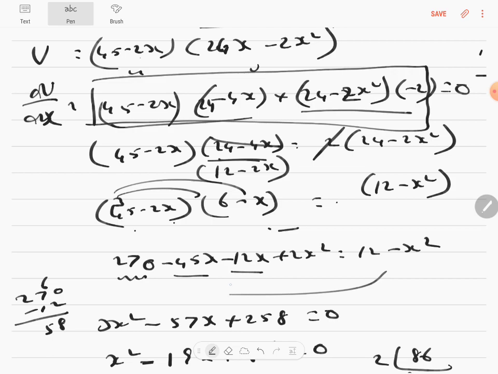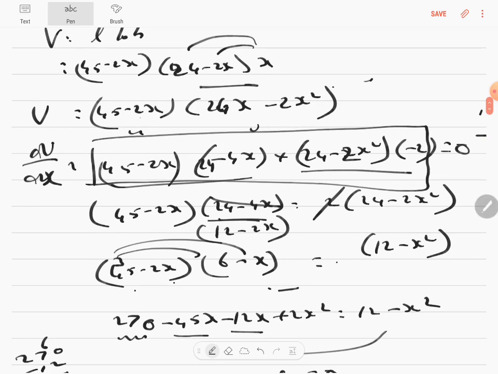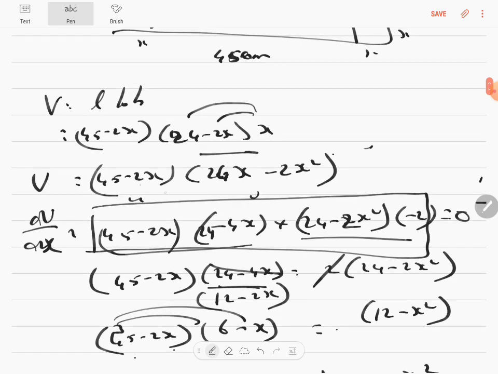270 minus 45x minus 12x plus 2x square is equal to 12x minus x square. 270 minus 12 is 258, minus 57x. So maybe here itself I made a mistake. Length into breadth into height. 45 minus 2x into 24x minus 2x square.